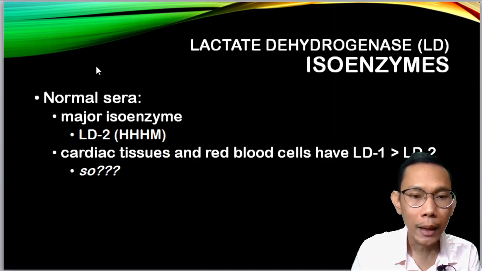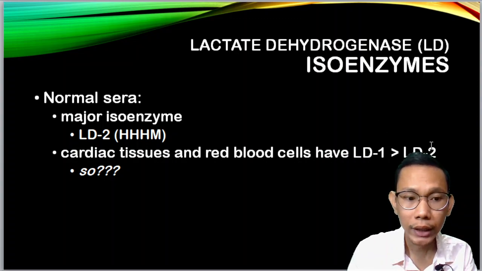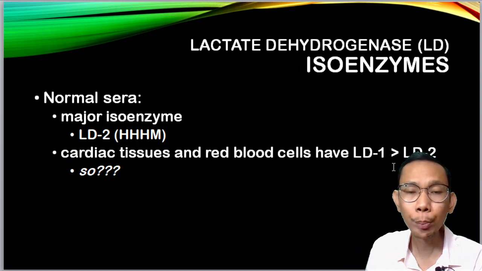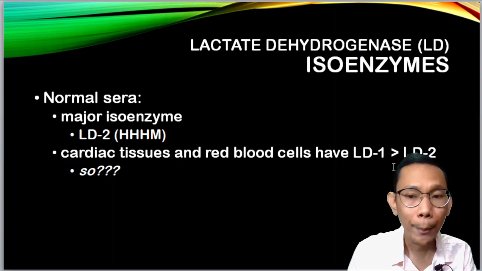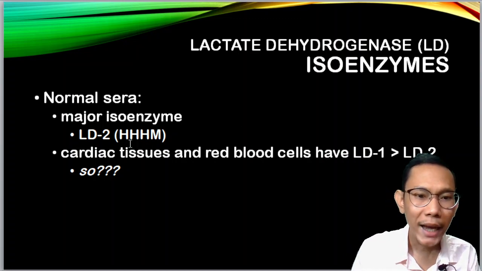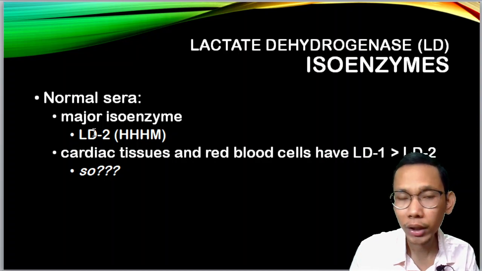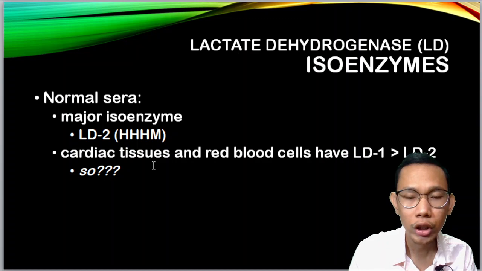So in normal sera, the major isoenzyme is your LD2. Again, in a normal healthy individual, the major isoenzyme in the sera is LD2. Cardiac tissues and red blood cells have LD1 greater than LD2. So therefore, in certain conditions, when a patient has myocardial infarction or necrosis, your LD1 becomes higher compared to your LD2. This is what we call the LD flip pattern. Again, the major isoenzyme of a normal individual is LD2. But when the individual has myocardial infarction or any disorder involving cardiac tissue and red blood cells, there will be an LD flip pattern wherein LD1 becomes greater compared to LD2.